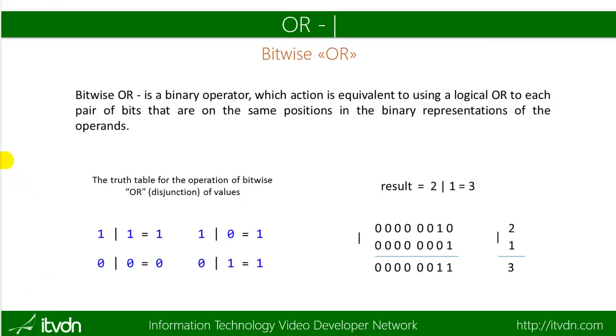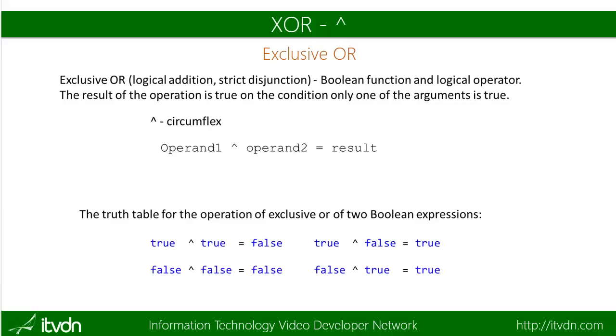For bitwise disjunction or bitwise OR, the same thing. The only difference is we use 1 vertical bar instead of 2. And we have 1 or 1, 1; 0 or 0, 0; 1 or 0, 1; and the same thing goes on here. Now, let's see what else we have.